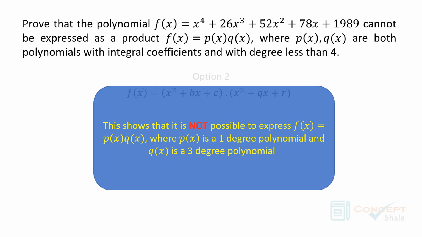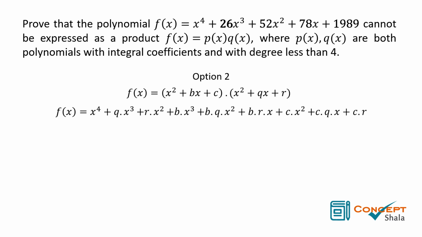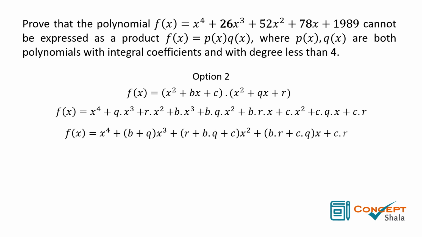Now we will use the same line of reasoning to check if f(x) can be factorized into a polynomial of degree 2 and 2. We will follow the same process where we first expand the factors into f(x) being x to the power 4 plus (b plus q) x cube plus (r plus b times q plus c) x square plus (b times r plus c times q) x plus c times r. Now we will compare the coefficients on both sides of this equation.